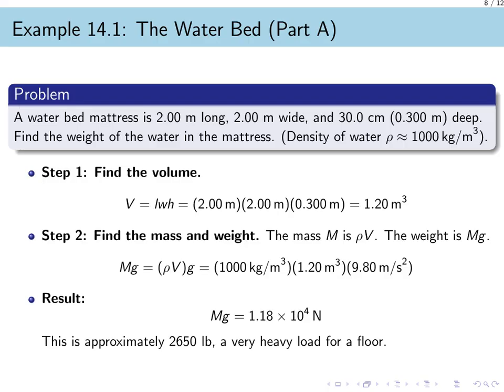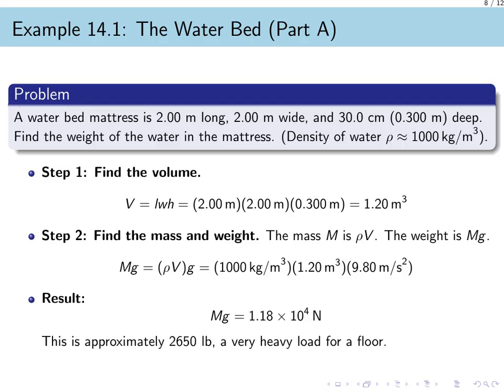1.20 cubic meters. Next, we use the definition of density to find the mass of the water. Since mass is equal to density times volume, we multiply the density of water, which is about 1,000 kilograms per cubic meter, by our calculated volume. This gives us a mass of 1,200 kilograms.